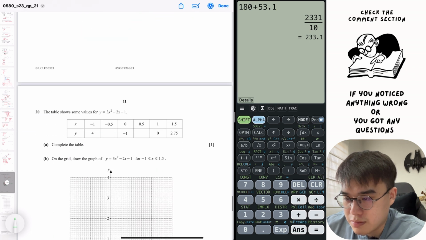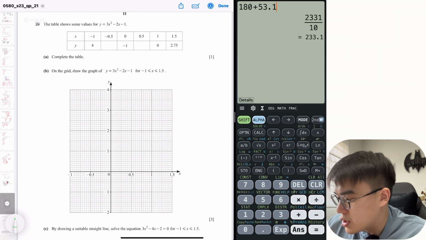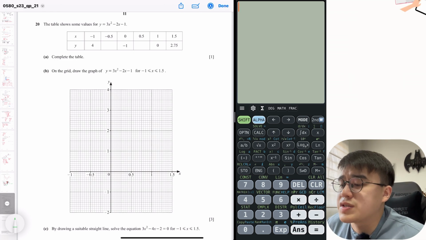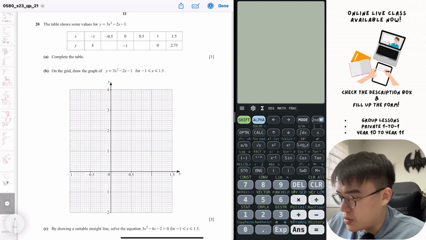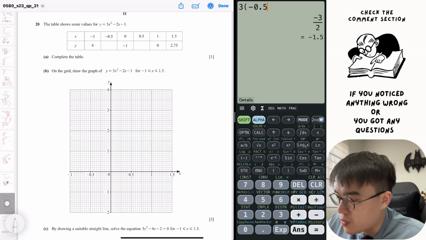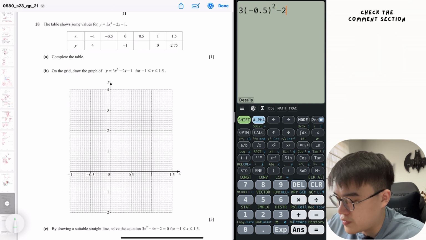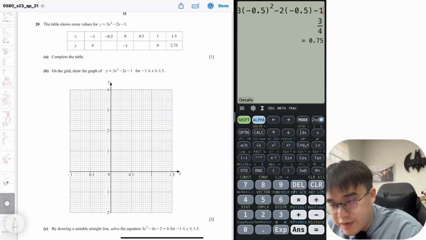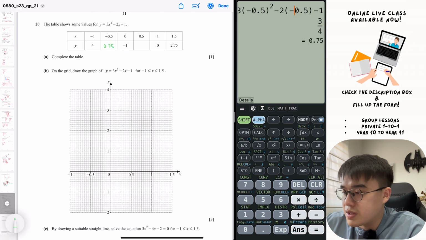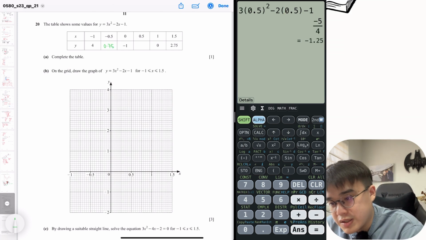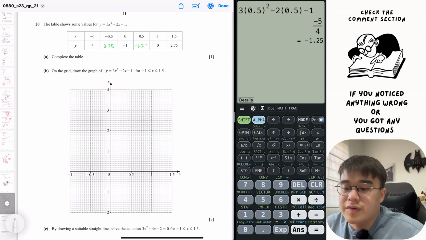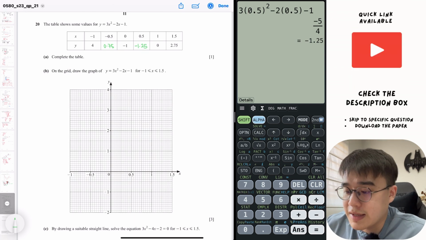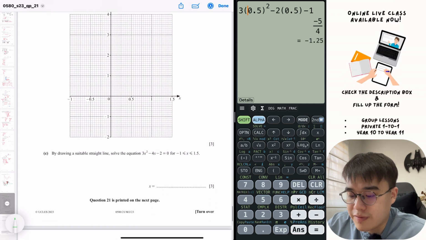Next. Oh, graph again. So for this, you have to substitute into the 3x squared minus 2x minus 1. Okay, so negative 0.5 will be squared, minus 2 times negative 0.5, and minus 1. So this will be 0.75. And when the things turns out to be positive, the answer is negative 1.25. Okay, to fill in the graph, you should earn the 1 marks already. Then time to plot down the points and sketch out the graph.